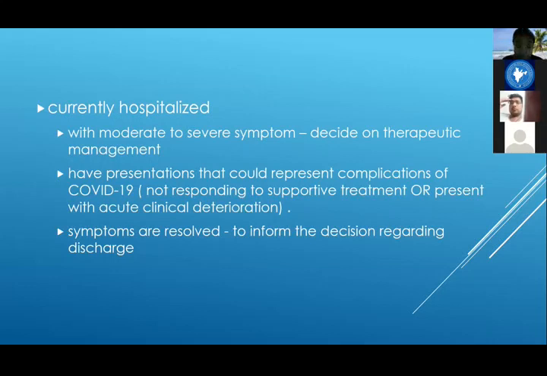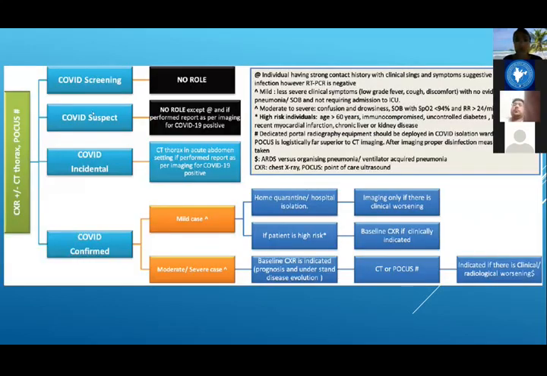So the take-home point is that imaging is indicated only for COVID-19 positive patients with moderate to severe symptoms, to decide on the management and to know the complications of COVID-19. And if the RT-PCR is negative but we are strongly suspecting COVID-19, that is the only condition where we are using it for diagnosis. Otherwise, it's mainly for the management of patients with moderate to severe symptoms. So this is in a nutshell. For COVID screening, chest imaging has no role.